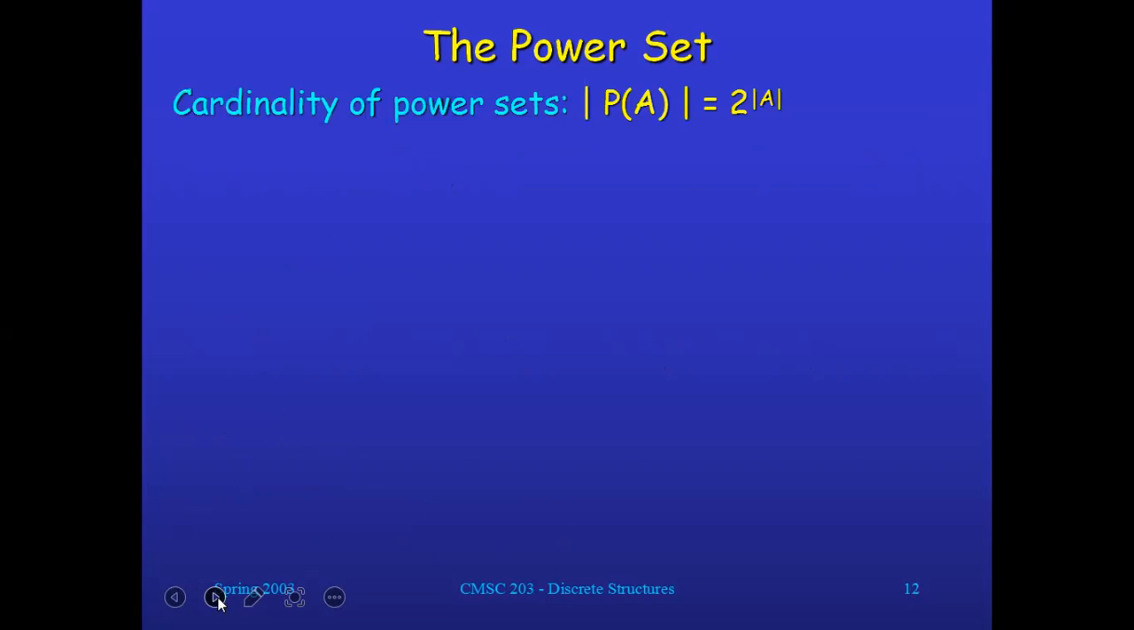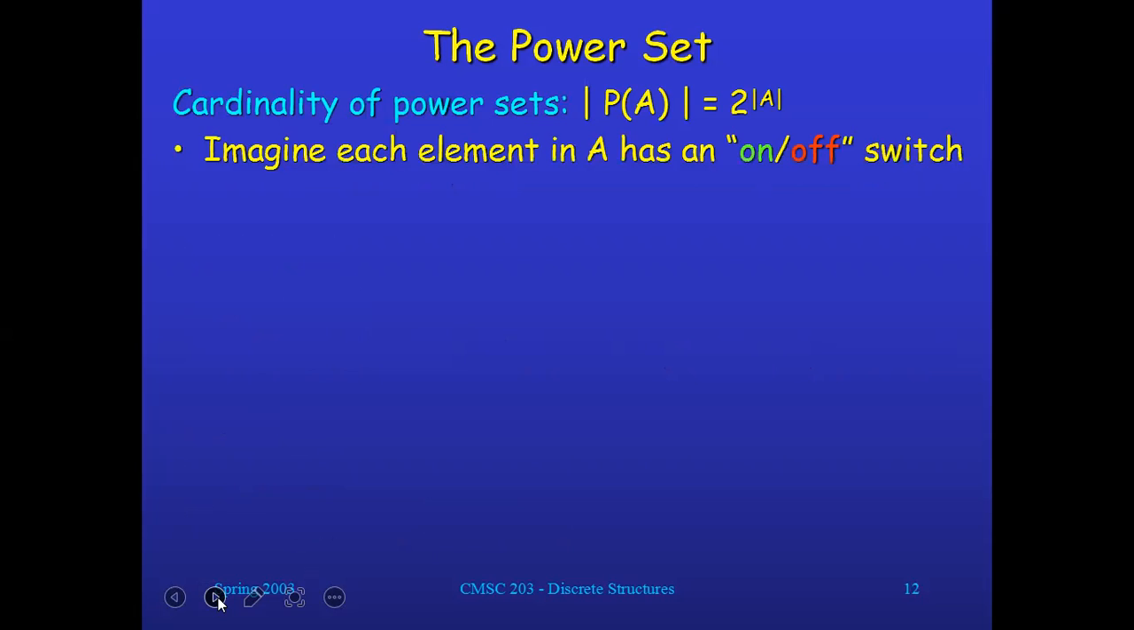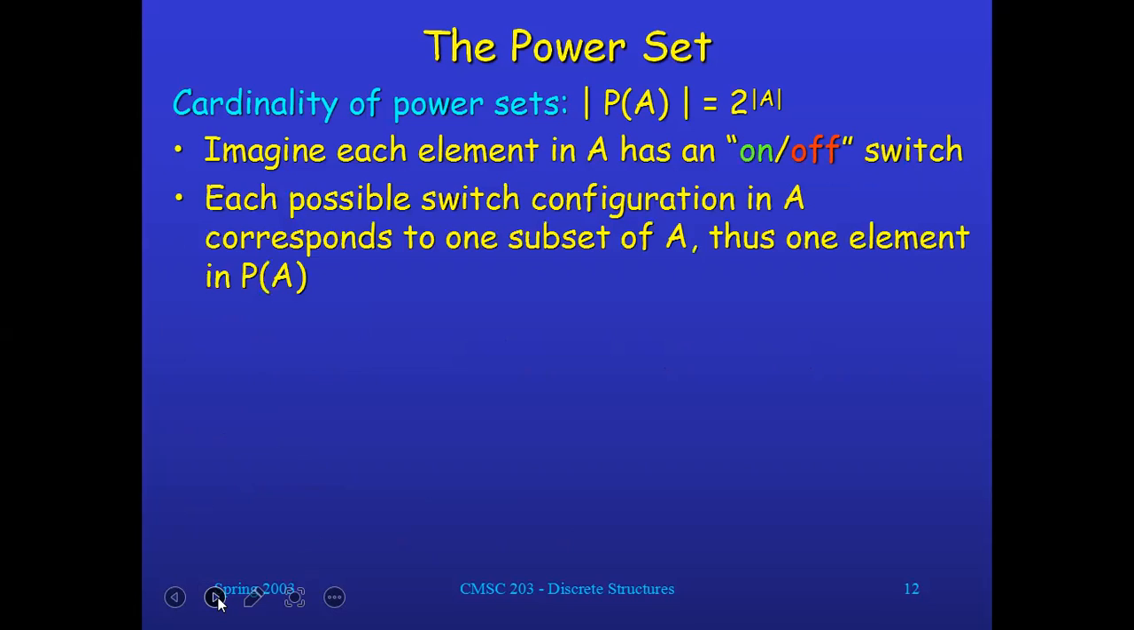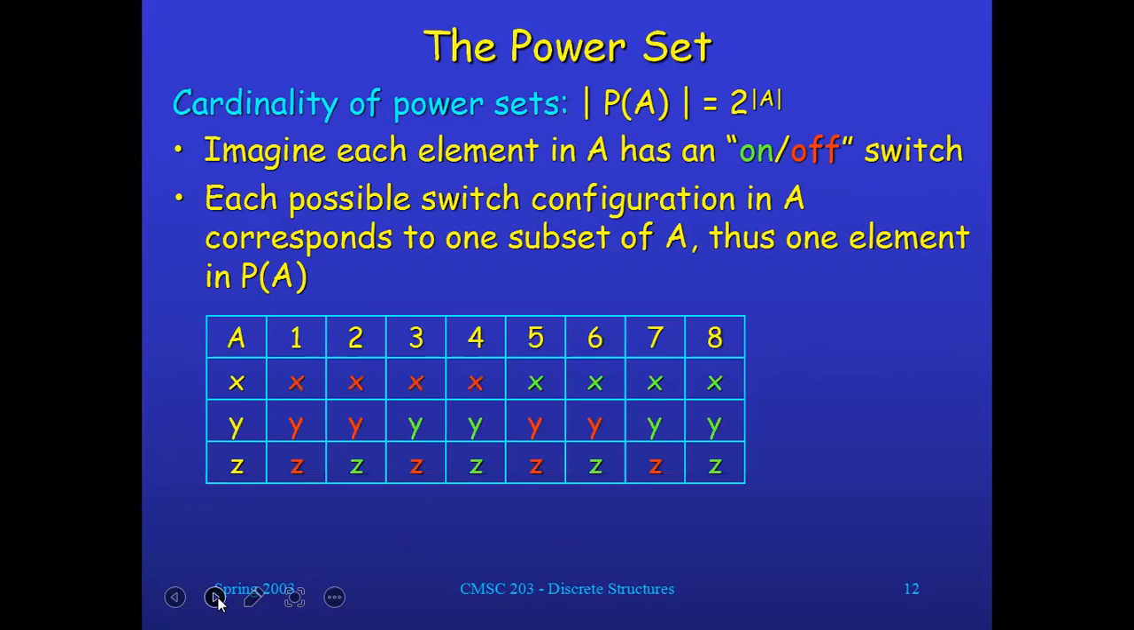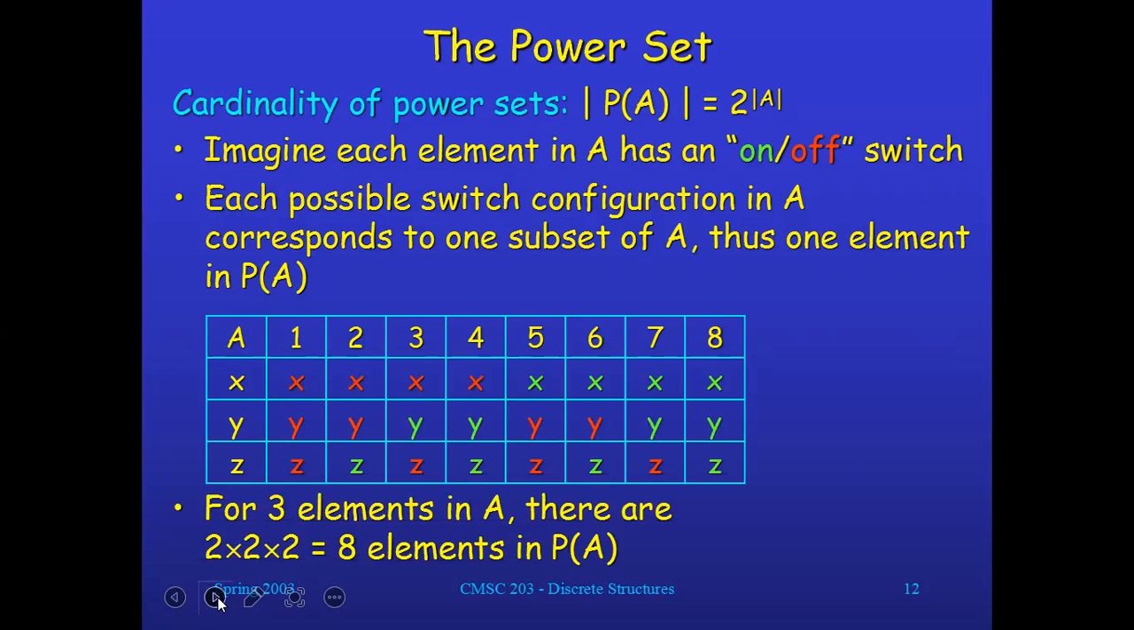So the cardinality of the power set equals 2 to the power of the number of elements of A. Imagine each element in A has an on or off switch. Then each possible switch configuration in A corresponds to one subset of A, thus one element in the power set of A. So for X, Y, Z, there will be 8 elements. So we get this set X, Y, Z, in different colors. So for 3 elements in A, there are 2 multiply 2 multiply 2 equals 8 elements.